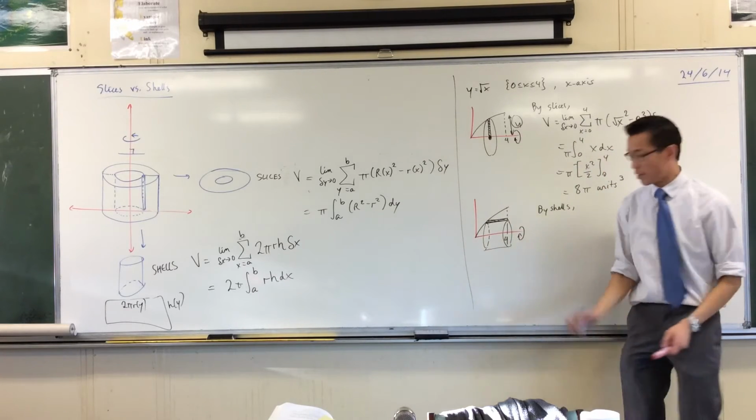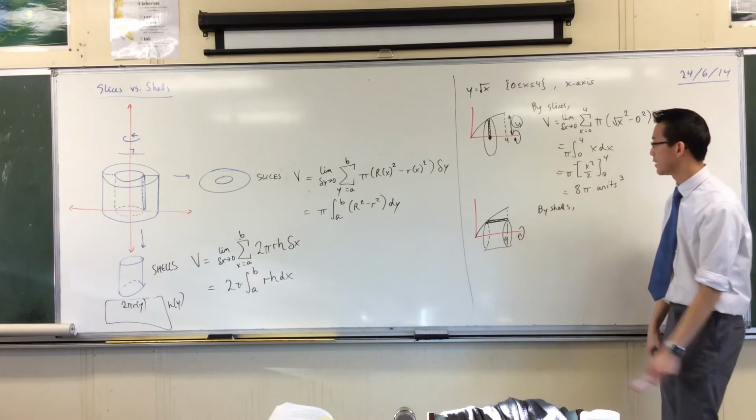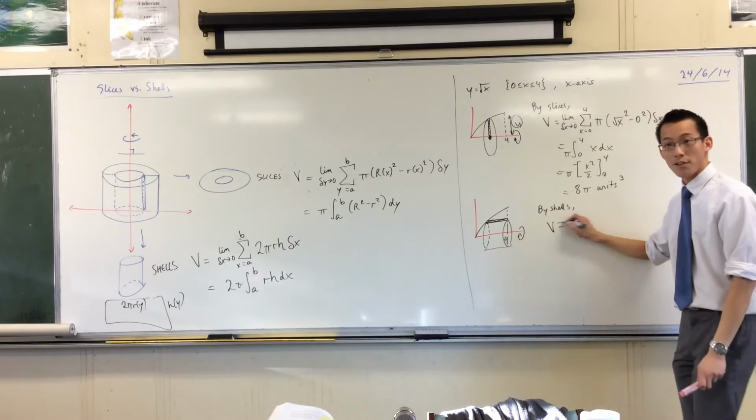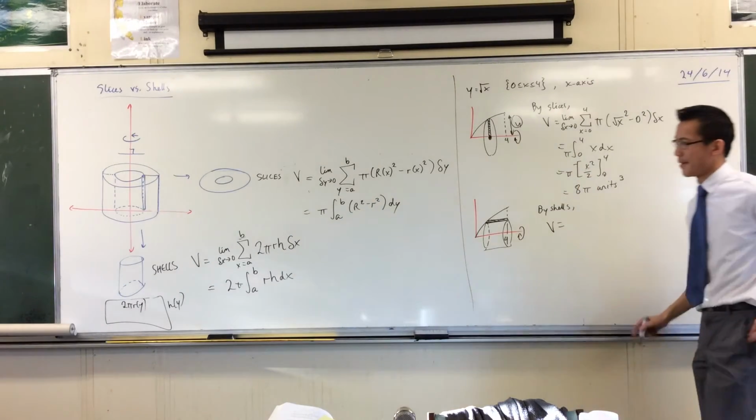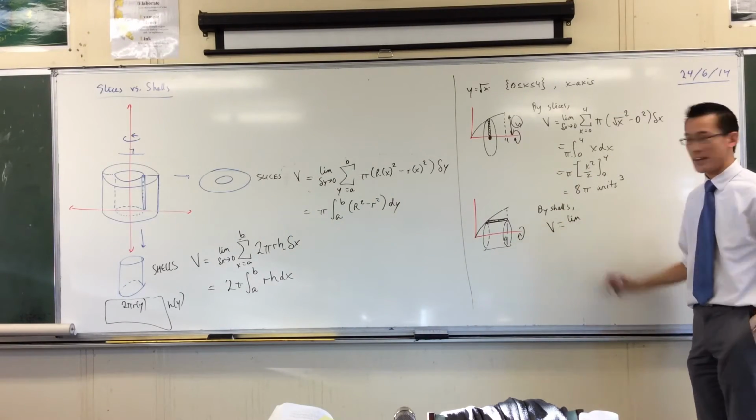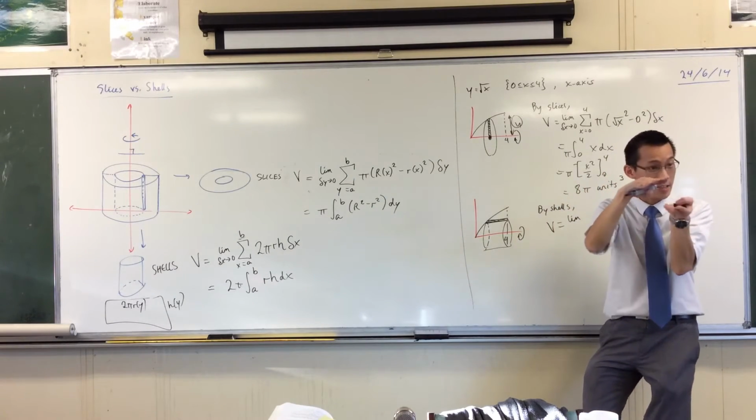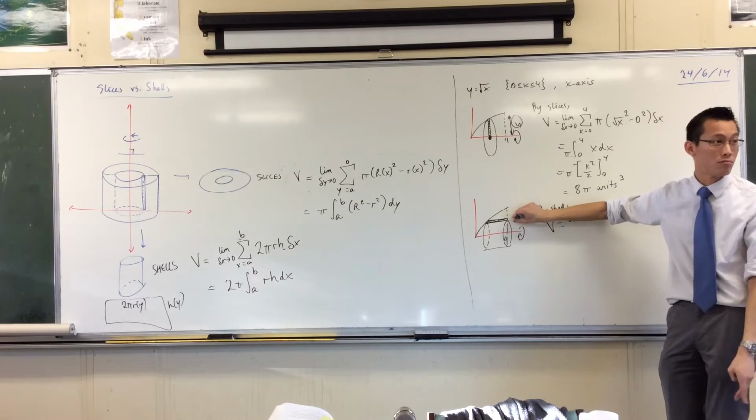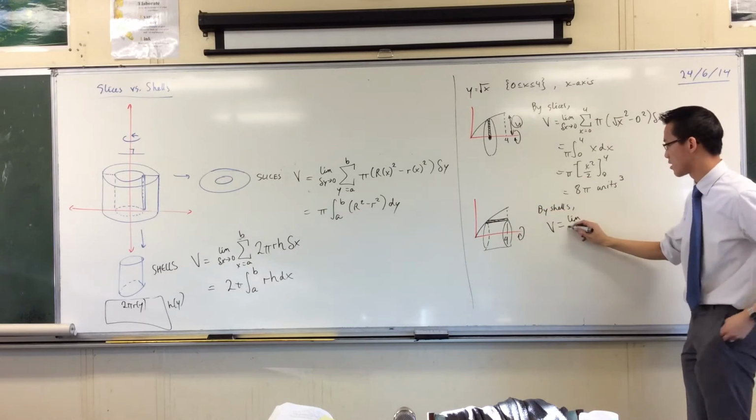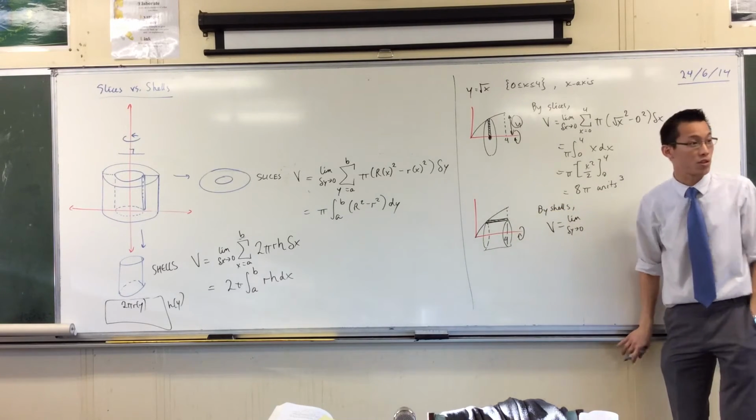Okay, there you go. So there's one of my shells. Okay. So start off, volume is equal to... Okay. We start by saying limit now. The width that I'm going to reduce and take the limit to is a vertical width, right? So that's why this is going to be delta y, and it's going to approach 0.